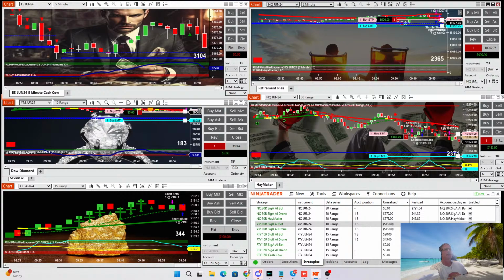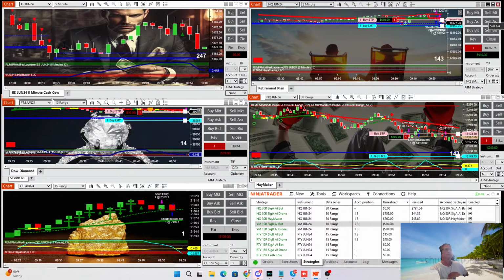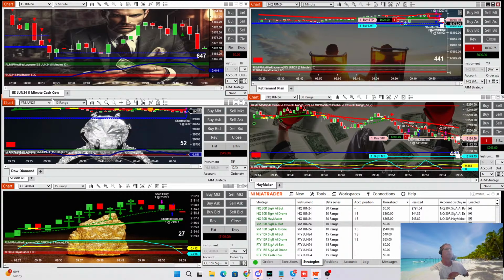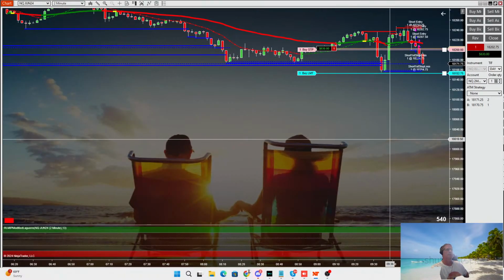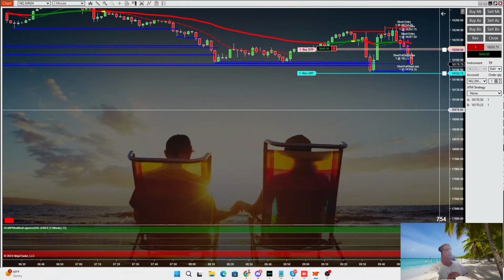And this is that 2-minute NASDAQ here. And the 30 range is right below it. Coming down and retesting this low. Tried to break through it this morning, couldn't get through.